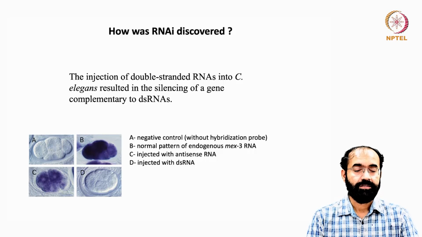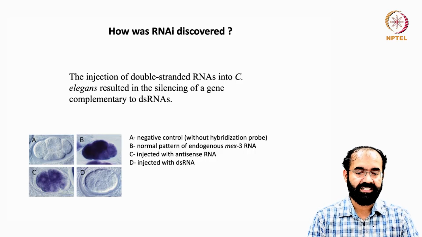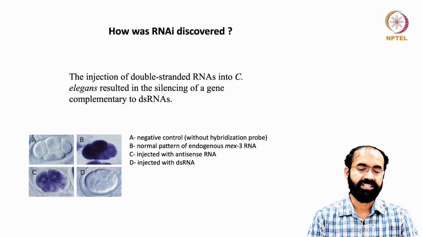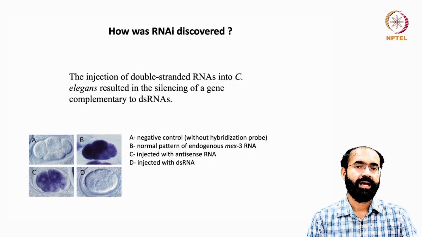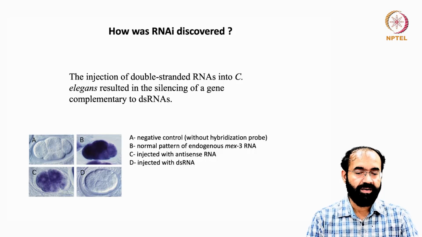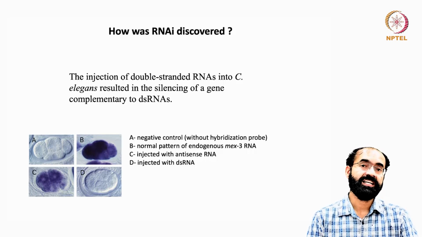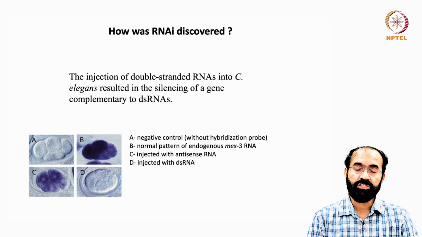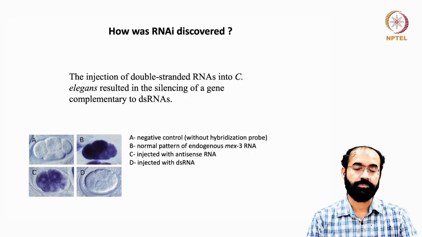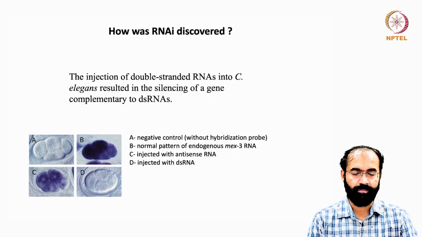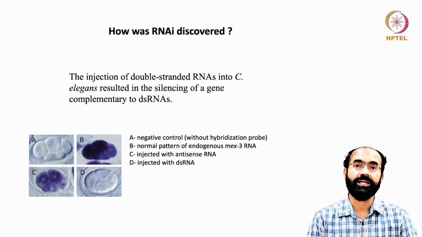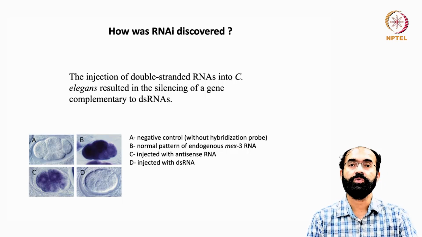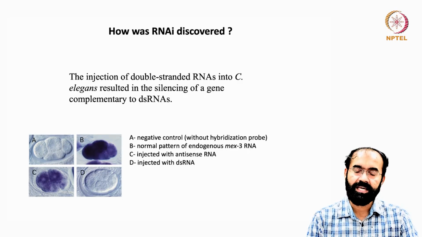In C, the same MEX3 is there, but you injected antisense RNA. MEX3 is a sense RNA and you injected an antisense RNA. Whereas in D, you injected double-stranded MEX3 RNA. Because of this, it mimics a lack of expression, like you saw in the case of A. Negative control means no expression of MEX3. So D is now looking exactly like A. It is simply because you injected double-stranded RNA that created very powerful and strong silencing. Here also RNAi has happened.